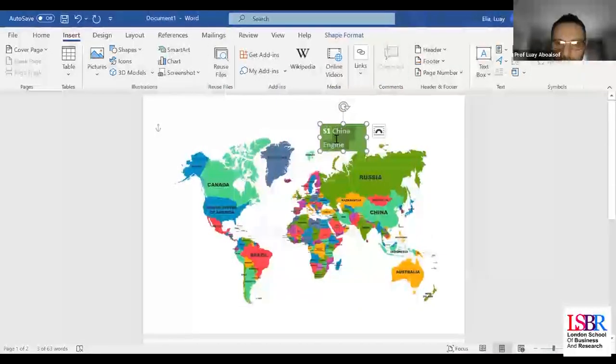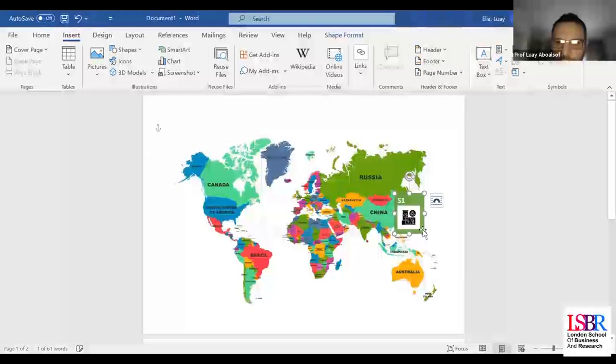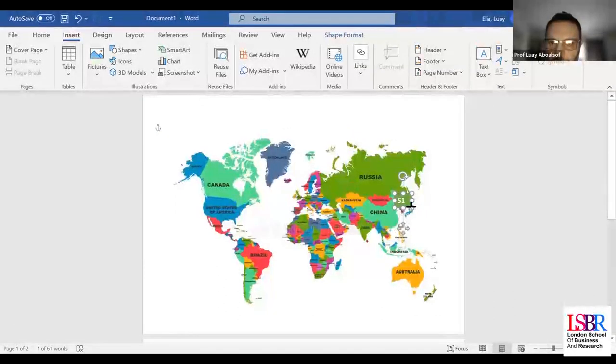First one, let's call it S1, and we put with it any small source symbol. You can put any symbol you like, just to represent that source. Here we go. So this is S1 in China. It's too large, actually. You might just do S1 itself. Let's do it that way. Only S1 here. So we got S1 in China.